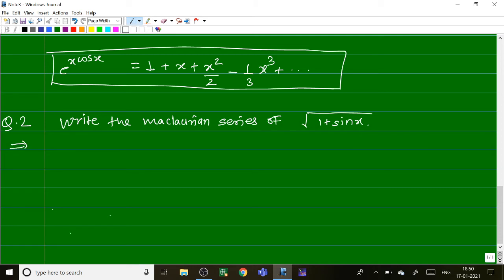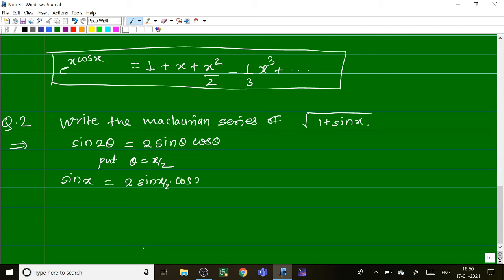Now for this I am going to take help of sine 2 theta equals 2 sine theta cos theta. Now I am going to put theta equal to x by 2. So the left side will be sine x, this 2 goes away, and sine x equals 2 sine x by 2 into cos x by 2.